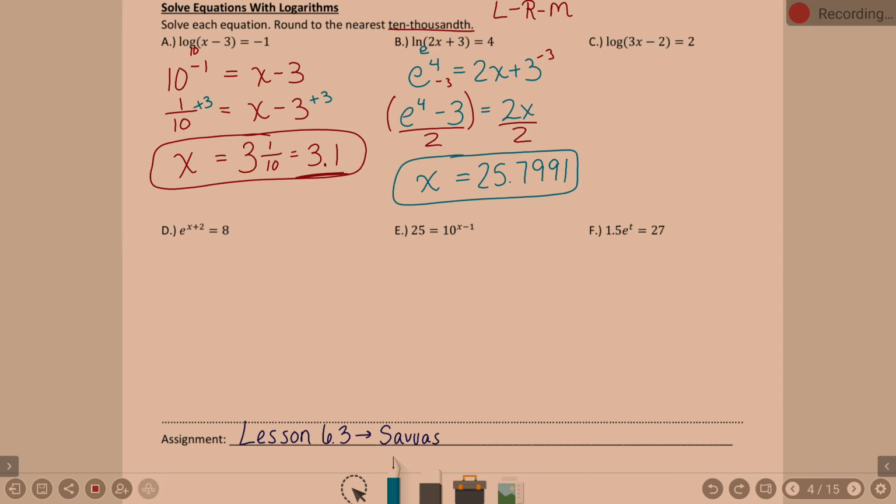Okay, so when you have the e's, you're going to have some decimals involved, definitely. Not that some of the others wouldn't, but you'll definitely have some decimals. Okay, let's talk C. Log of 3x minus 2 equals 2.